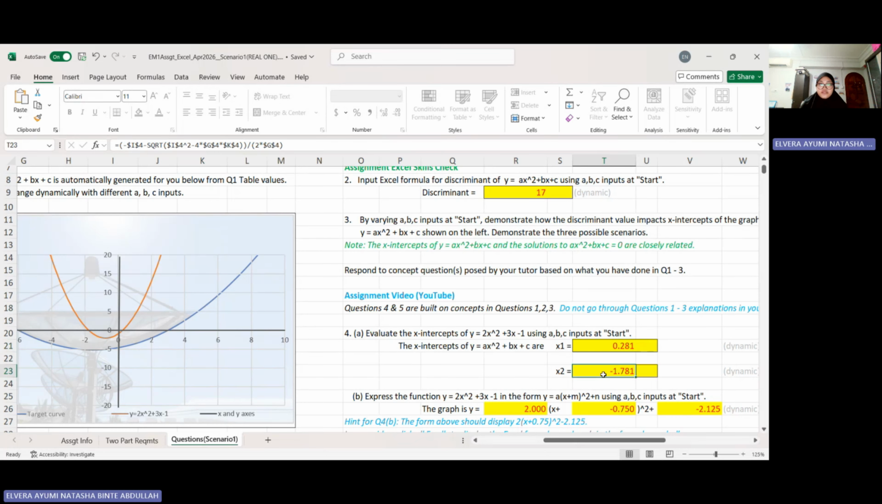For the second x-intercept, the formula is: bracket, negative I4 minus SQRT, bracket, I4 to the power of 2 minus 4 times G4 times K4. Then close your brackets and divide it by 2 times G4.